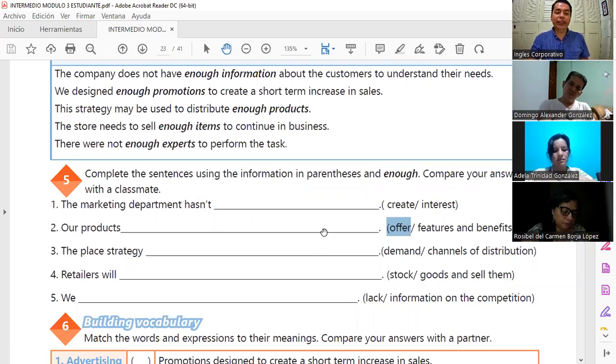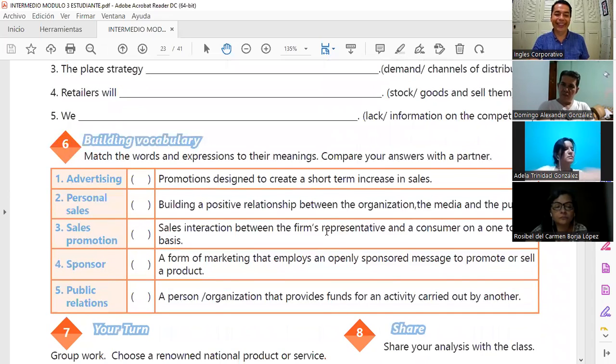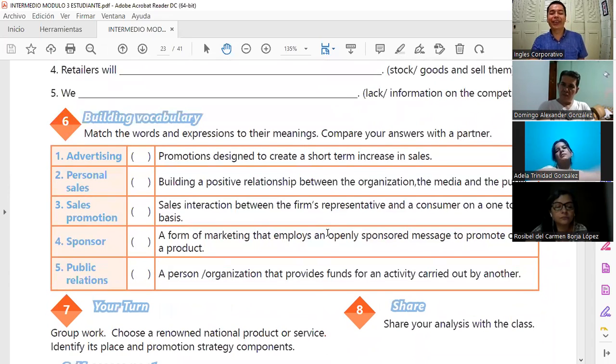Okay, let's go to the next, building vocabulary. Building vocabulary. Okay, it says, match the words or expressions to their meanings. Compare your answers with a partner, right?